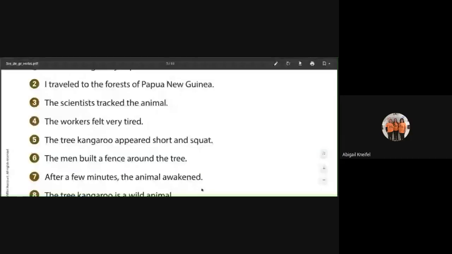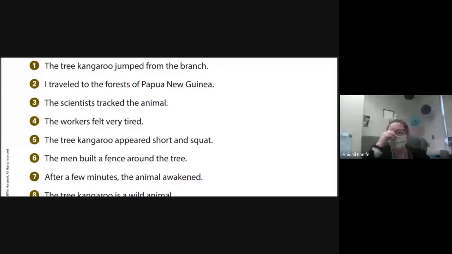Next one. The workers felt very tired. So this is not an action verb. This is a linking verb, because you can't do the verb in here. So what is the linking verb in number 4? It is not tired. That's an adjective, Evan. Felt. Yes, it is felt. Tired is an adjective. You cannot felt, but you can feel that way. That is something you can feel, so that makes it a linking verb.